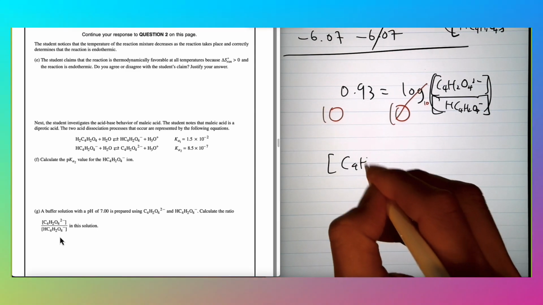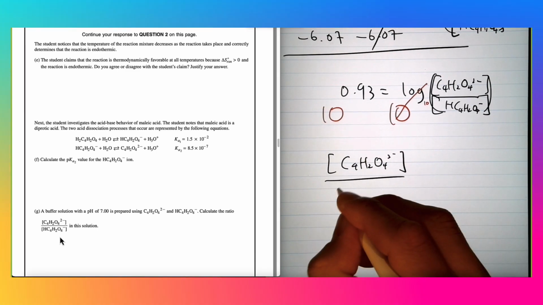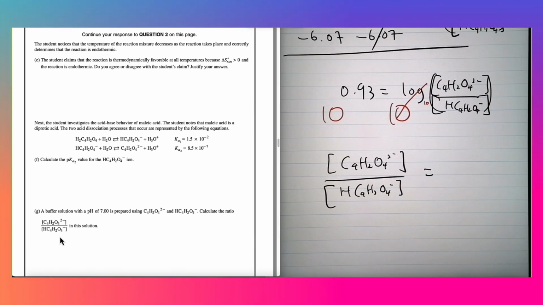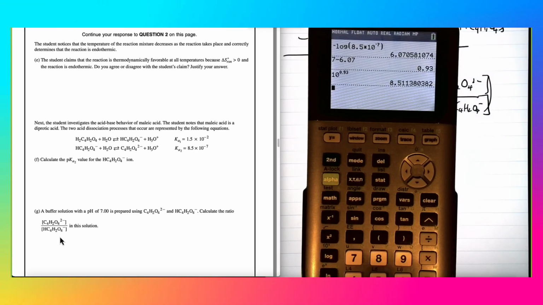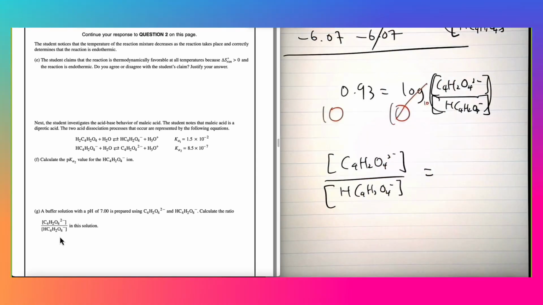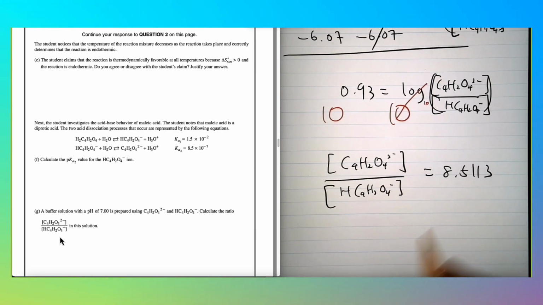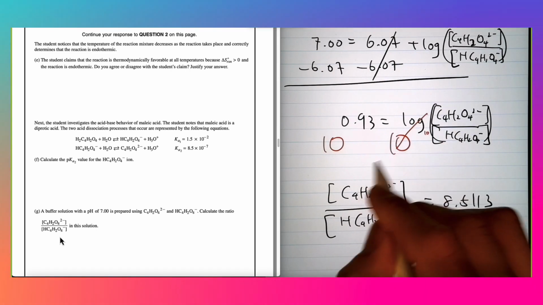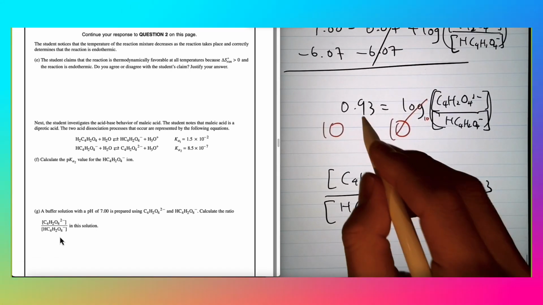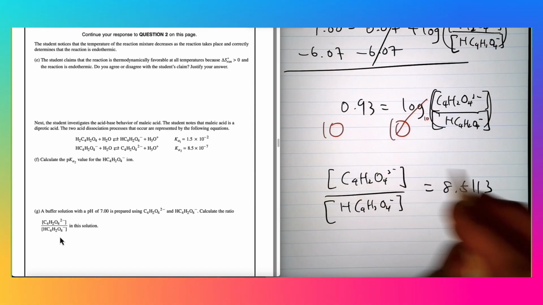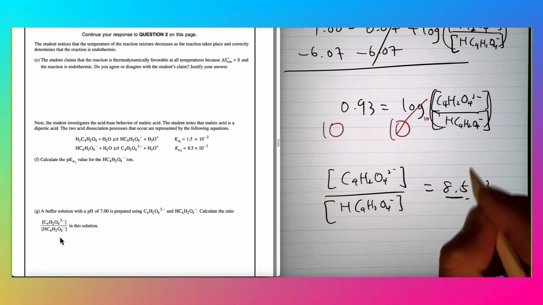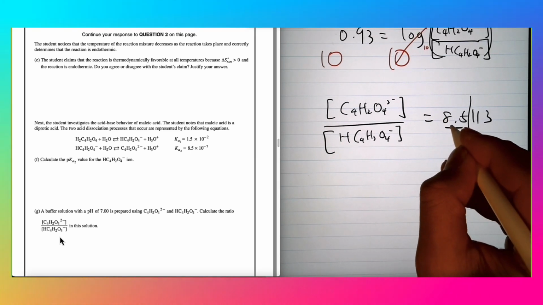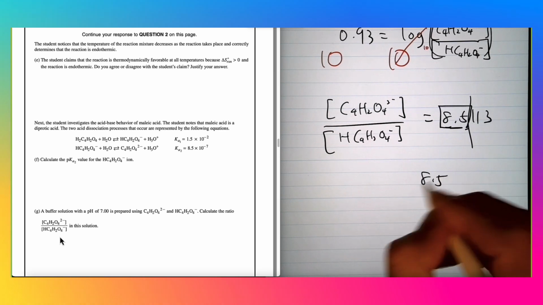So C4H2O4 2 minus over HC4H2O4 minus is 10 to the power of that, giving us 8.5113. Okay, so when you go from pH to something like the exponent, now that 2 sig figs, we see the 2 sig figs here, 2 decimals, and that will be 2 sig figs. So you truncate everything after the tenths place. So the ratio is 8.5. Okay, 8.5 is the answer to G.